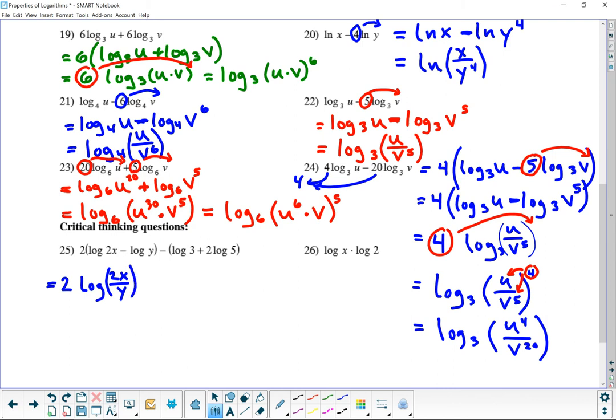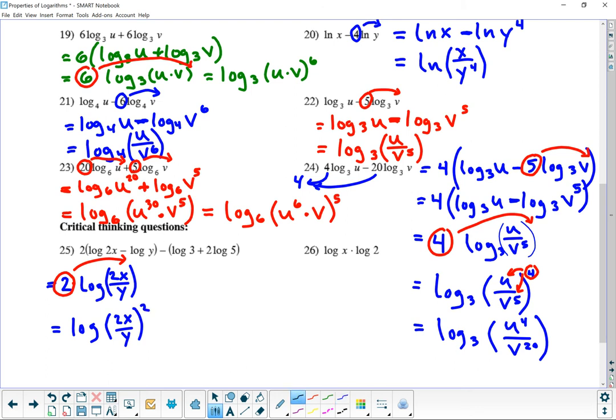And I'm going to go ahead and bring that times 2 as an exponent for that argument of 2x over y. So this will finally become log of 2x over y to the 2nd power. Okay, that's the first half of it.